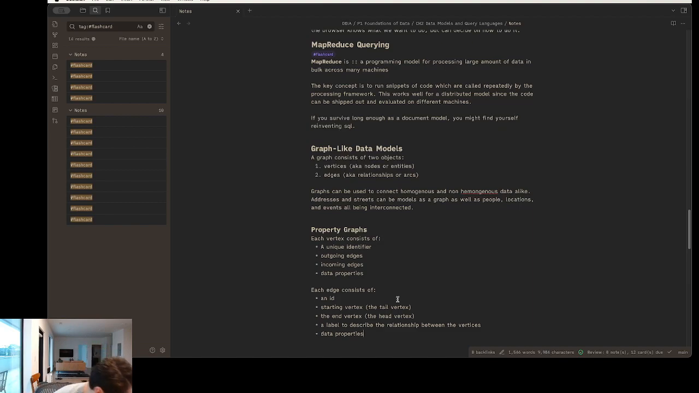Some important aspects of this model are: any vertex can have an edge connecting it with any other vertex. There is no schema that restricts which kind of things can or cannot be associated. Given any vertex, you can efficiently find both its incoming and outgoing edges, and thus traverse the graph, i.e. follow a path through a chain of vertices, both forward and backwards. By using different labels for different kinds of relationships, you can store several different kinds of information in a single graph while still maintaining a clean data model.